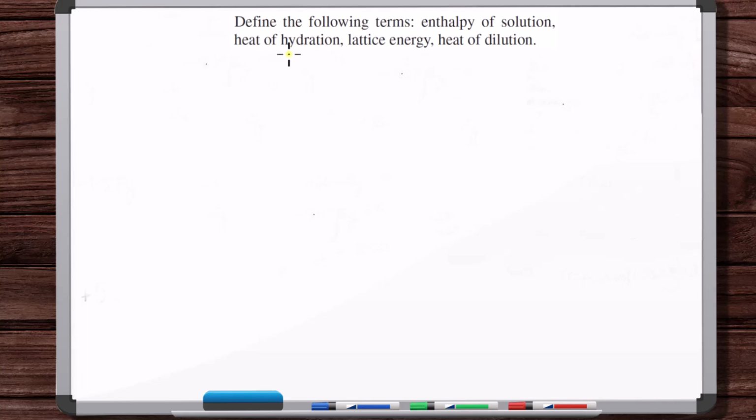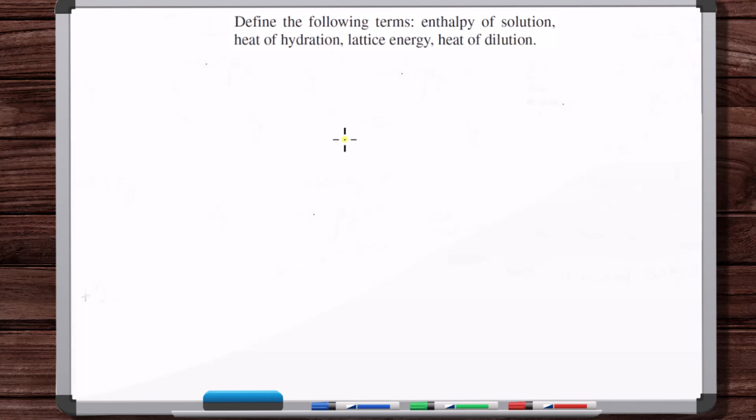Okay, heat of hydration and lattice energy. What you can think about is the enthalpy of solution. There's two components to this. You need to break up the lattice structure of the solute, and then the hydration process needs to take place. So the broken up pieces need to be hydrated by the water molecules. And so thinking about dissolving ionic compounds, all ionic compounds are soluble.